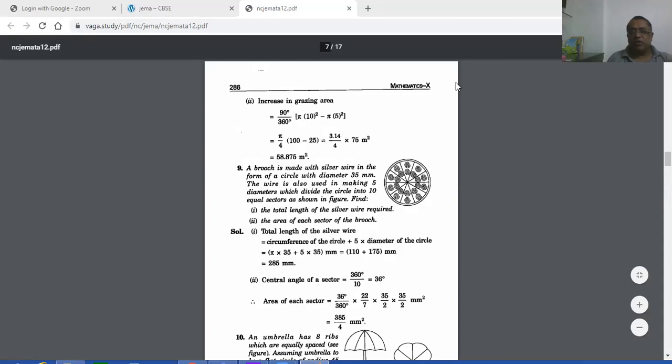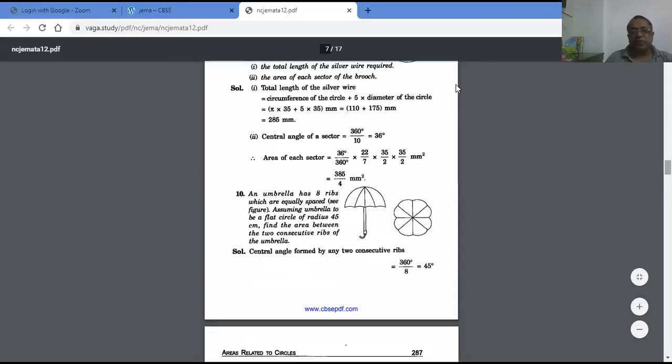And what will be the area of each sector? We can take the full circle and divide by 10, or we can use pi r square theta by 360. The theta will of course be 360 divided by 10, that is 36 degrees. So each sector can be found by using the formula pi r square theta by 360, or take out the area of the circle pi r square and divide by 10. So we get the result.